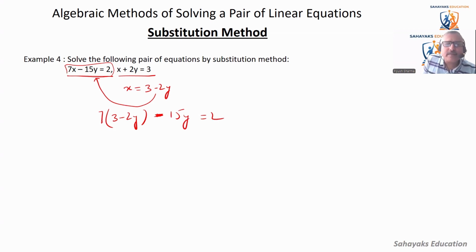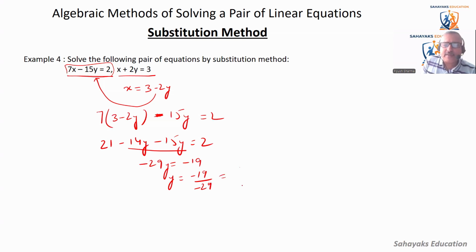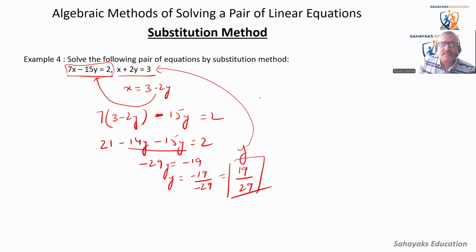Now, let's find the value here. So it becomes 7 3s are 21 minus 14y minus 15y is equal to 2. So this becomes minus 29y. And if I take 21 this side, it becomes negative 21. So it becomes 2 minus 21, which is minus 19. So y is equal to minus 19 divided by minus 29. Minus minus cancel, it becomes 19 by 29. So we found the value of y. Now that we have the value of y, just put it in any of these equations to find the value of x.